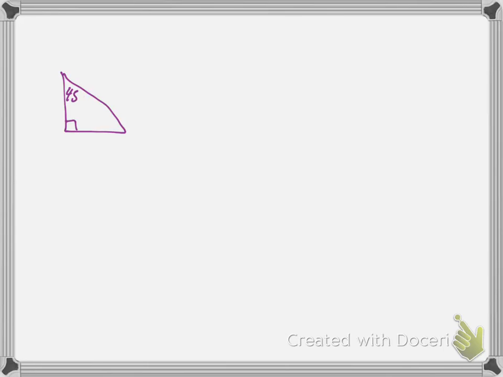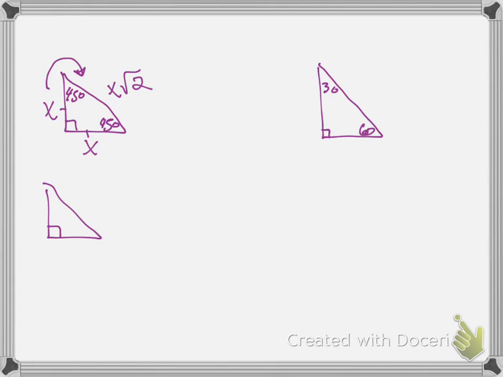So 45, 45, 90. And the other one is 30, 60, 90. In a 45, 45, 90, it's isosceles, so these two sides are the exact same. So if this side is x, this side is x. Whatever that side is, you multiply by root 2 to get the hypotenuse. Okay? So for example, if I give you this side is 2, and I want you to find, we'll just call this x and this y, then x is 2 and y is 2 root 2, right? Sorry, this was a 45, 45, 90.